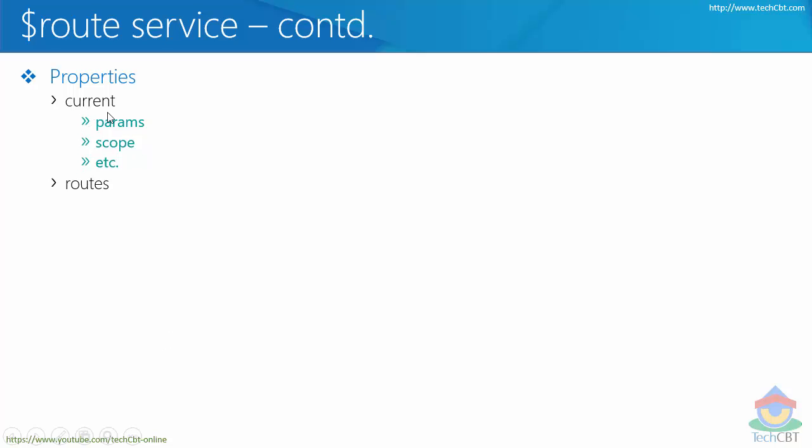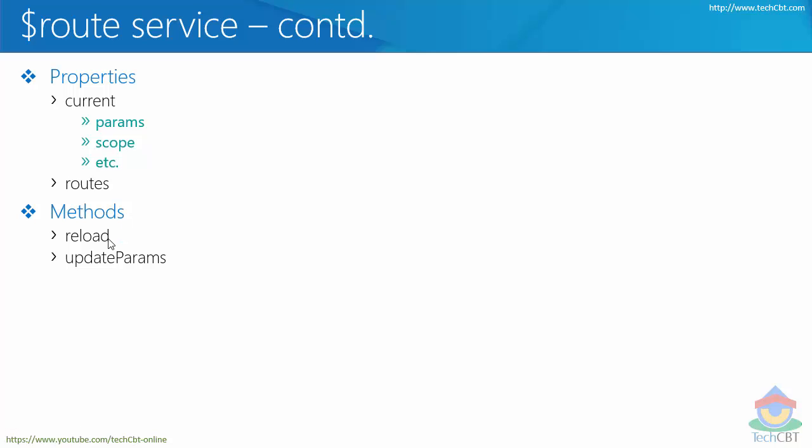Using current, you have access to routing parameters and even the scope object. So if you would like to work with scope object, you can just write $route.current.scope. If you would like to retrieve all the parameter names and values of the route, you can just say $route.current.params. Similarly, in order to list out all the routes you have configured through the route provider, you can just say $route.routes.